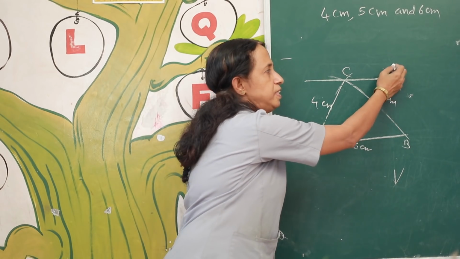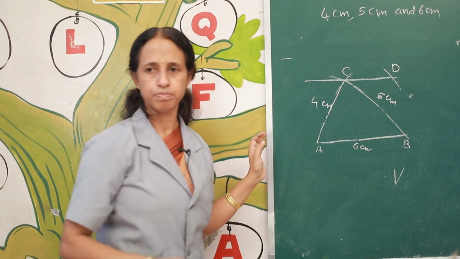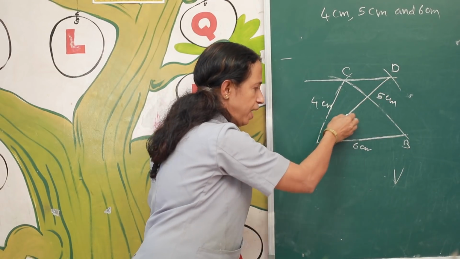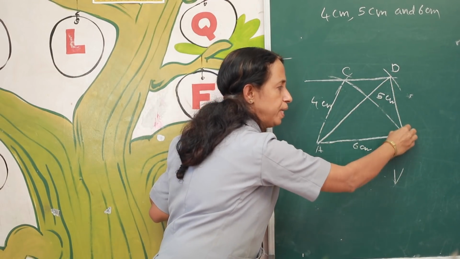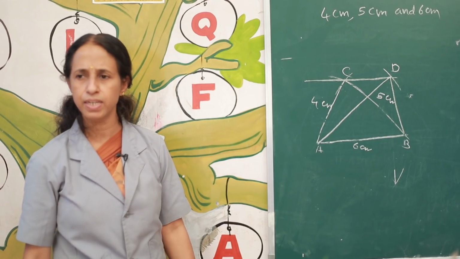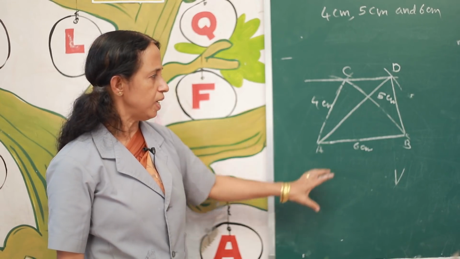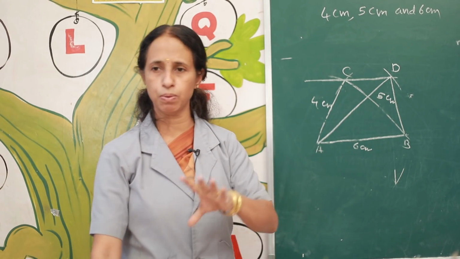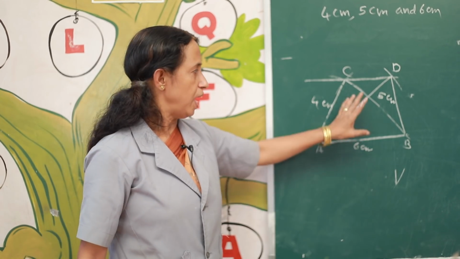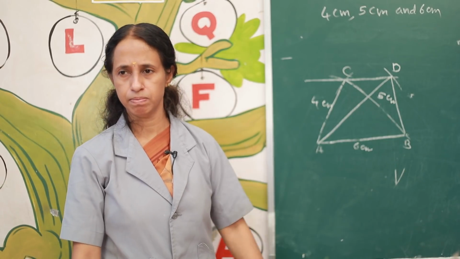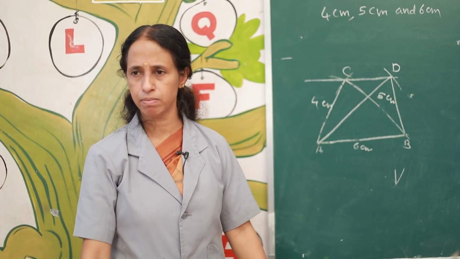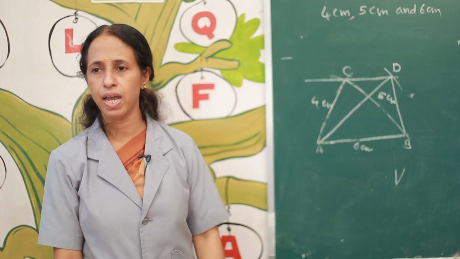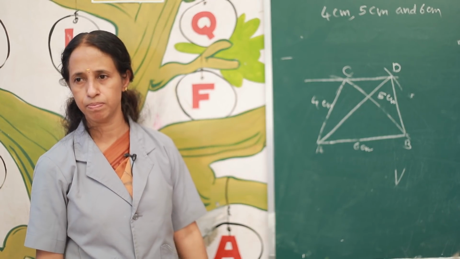The arc cuts the line here at point D. Join D to A and D to B. Here two triangles are formed: triangle ABC and triangle ADB, which is the required triangle. The area of triangle ABC is equal to the area of triangle ADB. The areas of both triangles are the same.